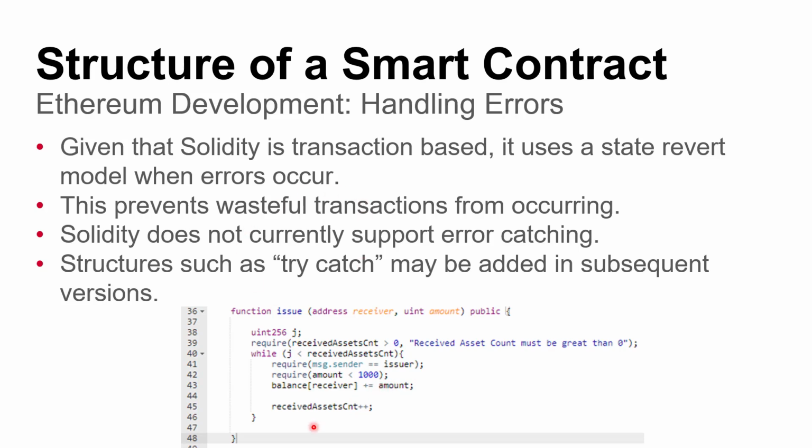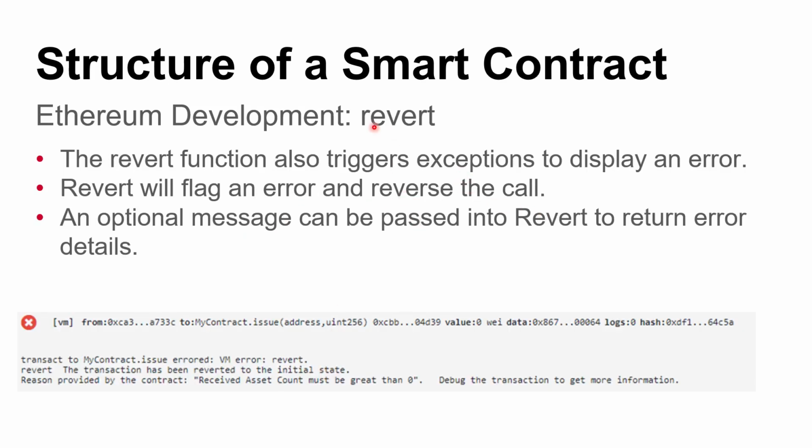If the require condition is not met, the transaction is rolled back. So we can see here a revert is called. And the revert function also triggers an error to display. And then that will roll back the transaction. So no ether is used, there's no wasted transactions.